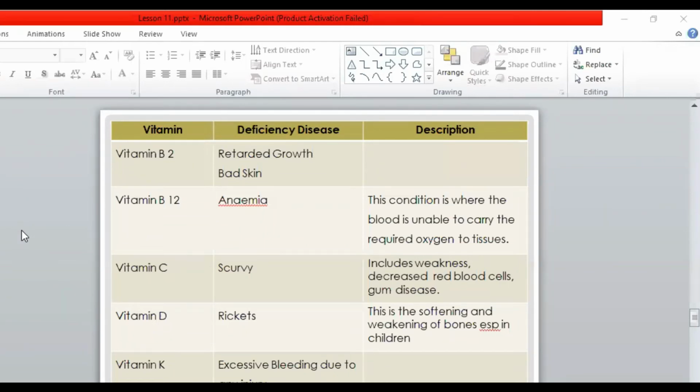Now, scurvy is basically a condition where the red blood cells that are found in your gum become weak, and sometimes there is a decreased amount of them. Right? I'm going to show you a picture of it.